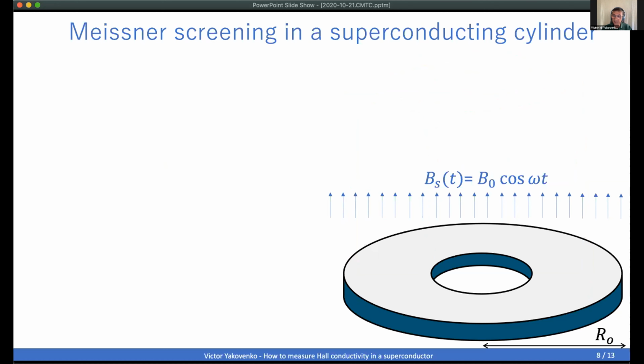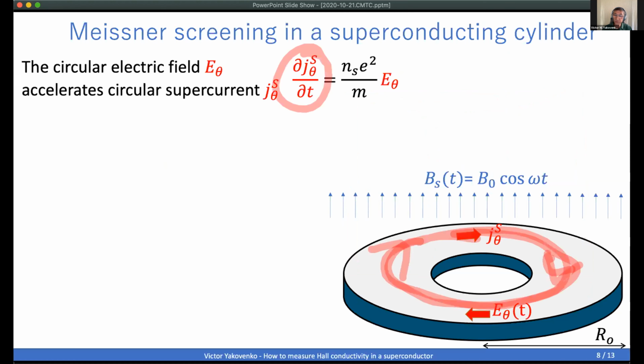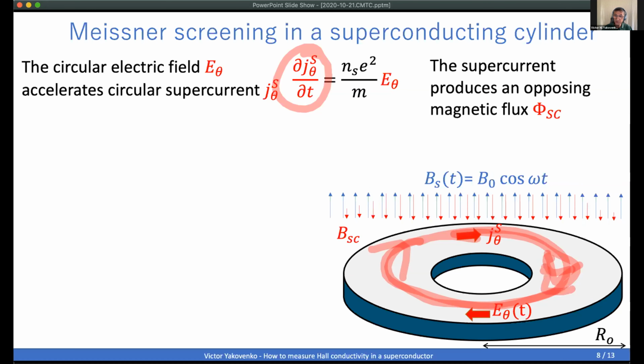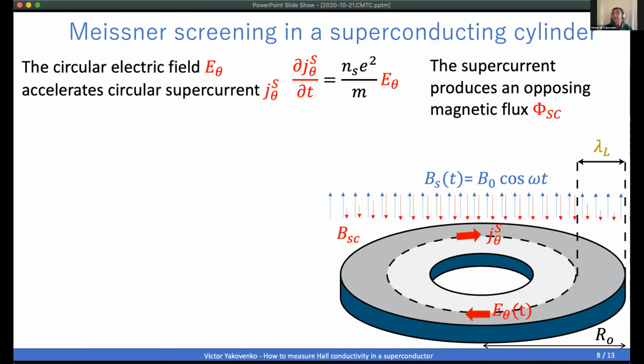Anyway, let's take a superconducting cylinder and put it in an oscillating magnetic field. Unlike in the previous example, this oscillating field will produce a circular electric field by Faraday's law. That's kind of good news. We get a circular electric field in a superconductor. But the problem is that the circular electric field will induce an accelerating circular supercurrent. And this circular supercurrent will induce the opposite magnetic flux, which of course will screen the magnetic field.